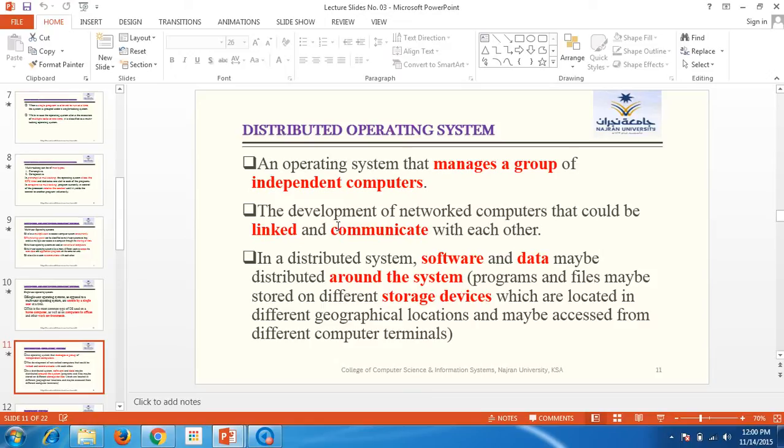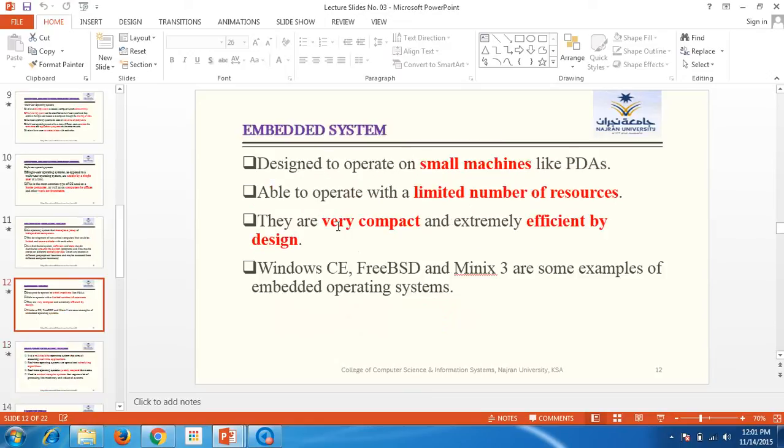and programs and files may be stored on different storage devices which are located in different geographical locations and may be accessed from different computer terminals. So in a distributed system, the important point is that data and software may be distributed around the system. It's not necessary that it is available only in one location; it may be in different locations.